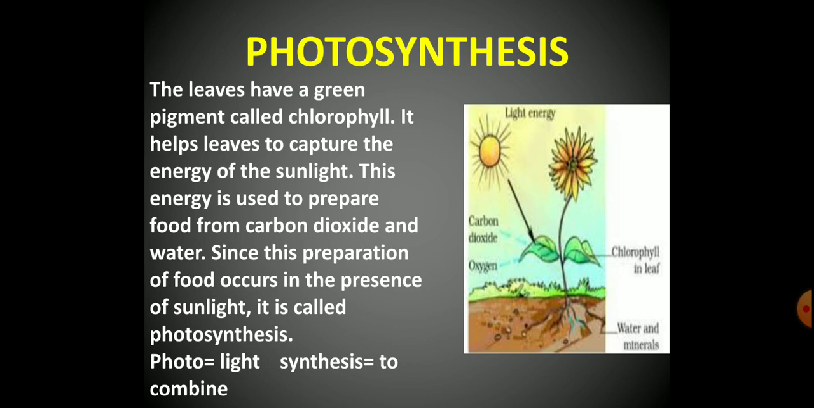So basically, photosynthesis is a process in which there is a green pigment called chlorophyll which helps in the process of photosynthesis. In photosynthesis, the plant absorbs the sunlight, water, carbon dioxide, and minerals. It is known as photosynthesis because this process is done in the presence of sunlight.